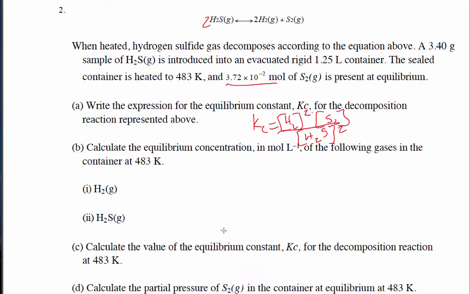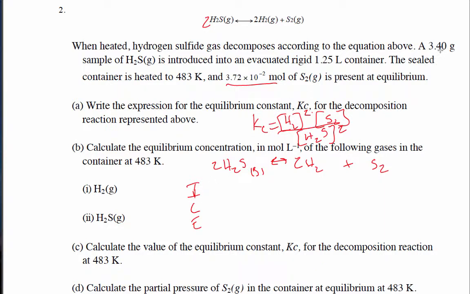So, what I'm going to do is use this space and create an ICE table. So, 2H2S and 2H2 plus S2. I'm going to give myself some space because my handwriting is kind of interesting. So, ICE.